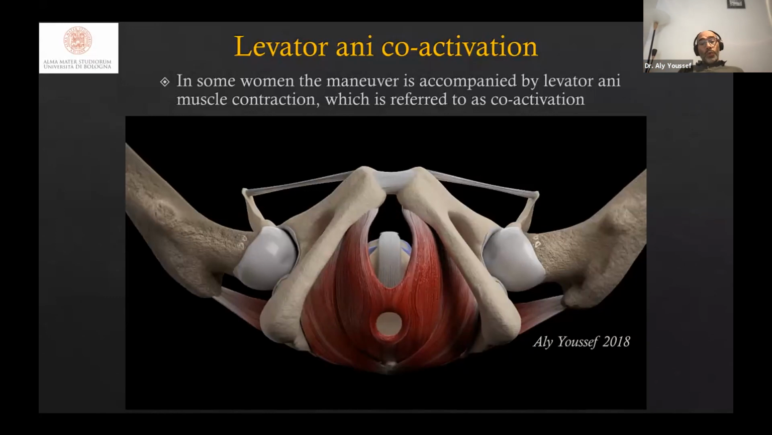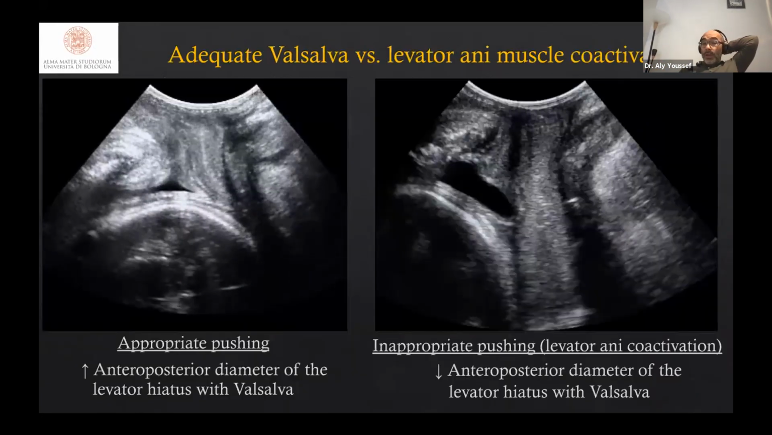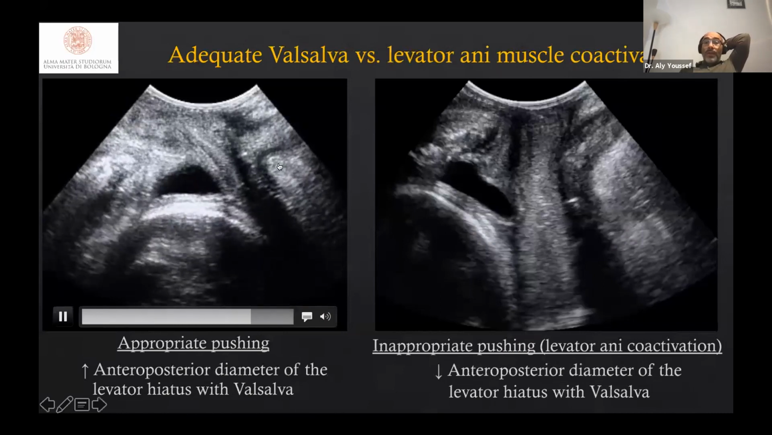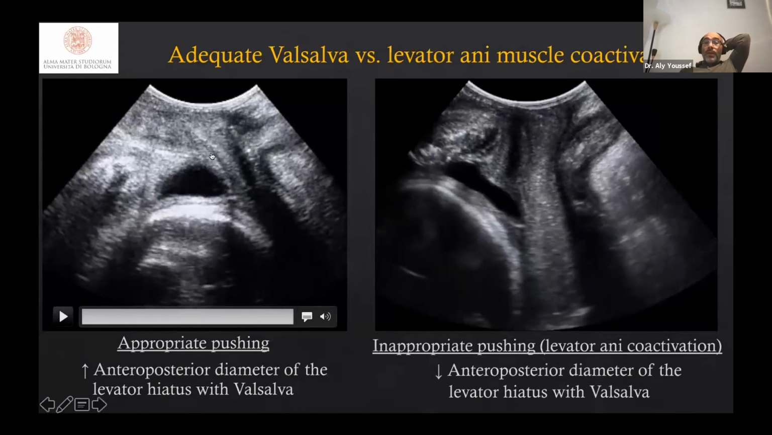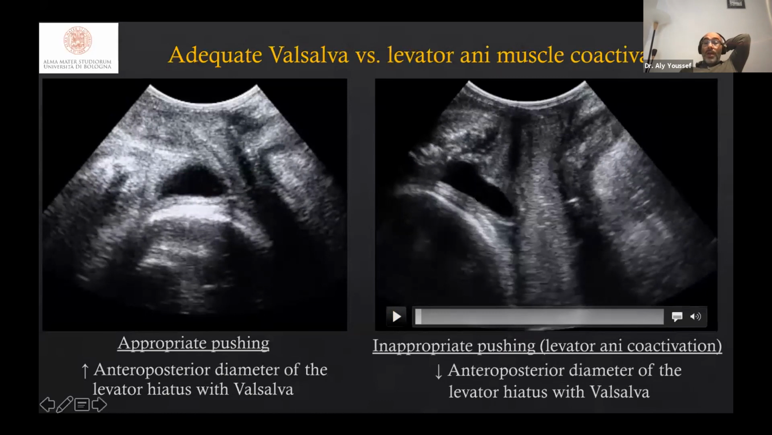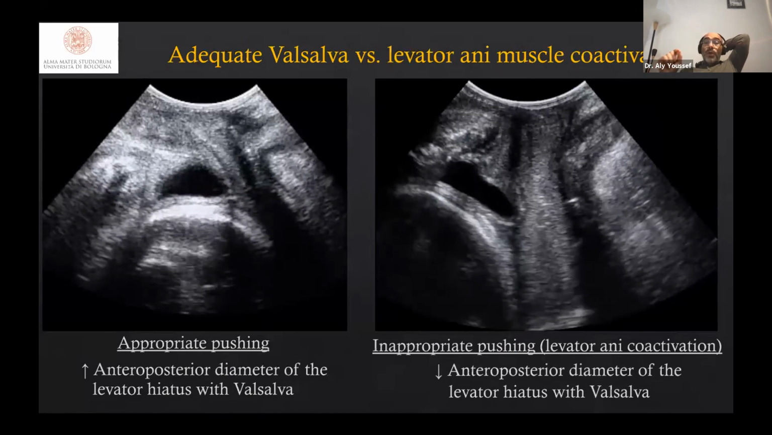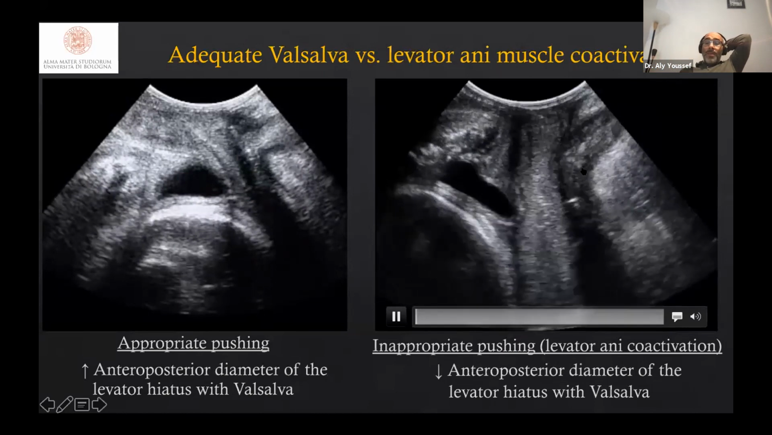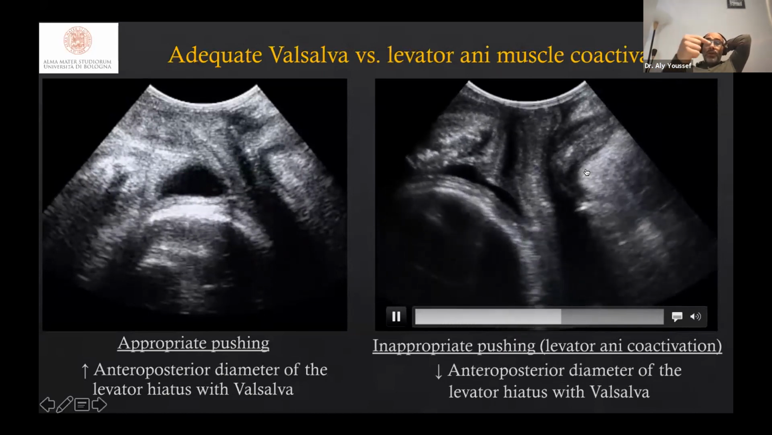And what we were also very curious and interested to study is a phenomenon called the levator ani muscle coactivation. What is the levator ani muscle coactivation? Well, normally a woman, if she pushes and relaxes her levator ani muscle, the anteroposterior diameter of the levator hiatus increases. Whereas on the right-hand side, this is a woman who's pushing with the phenomenon of levator ani coactivation. This means that with pushing, she's contracting her pelvic floor muscle. And what happens is that she's pushing, the fetal head is trying to get down, but the muscle of the levator hiatus is moving to the left.